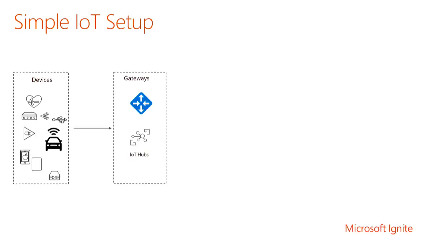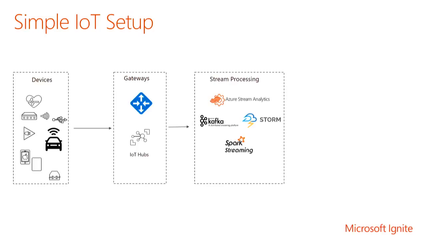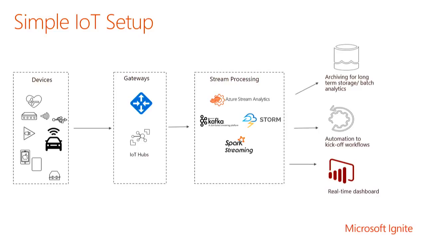Once this data flows into the IoT hub, we'll then pipe the data through into some sort of stream processing engine. And this is going to be more of the focus of our session today. This stream processing engine can either be Azure Stream Analytics or open source technologies such as Kafka, Storm, or Spark Streaming. Once we run some sort of stream processing analysis on here, then we can either pipe this data out to some sort of archived storage.